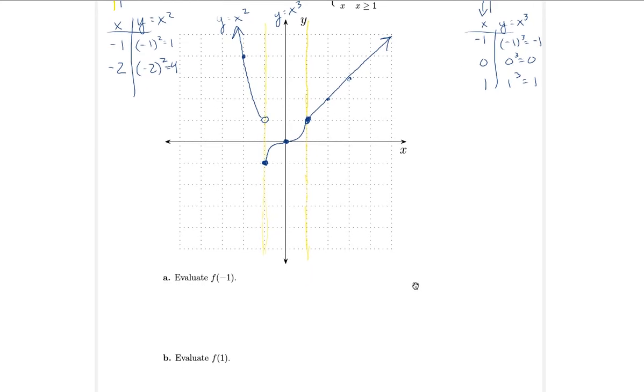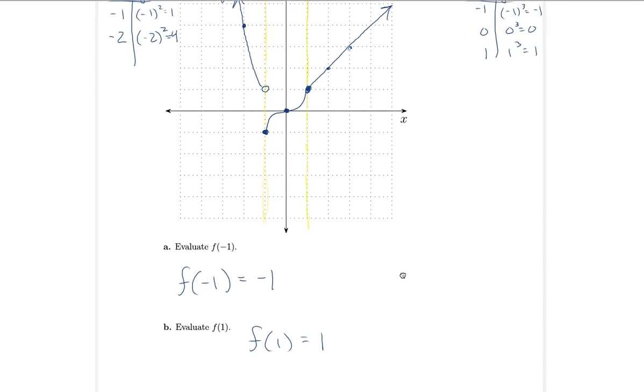All right, and then of course we can answer questions based on this. So let's evaluate f of negative 1. So I go over to x equals negative 1, and your eyes are drawn to these 2 points, but of course you're going to go to the one that's solid. So f of negative 1 is equal to negative 1. And in part B, f of 1, well, this one is also at the transition, but they happen to agree anyway, so that's just going to equal 1.